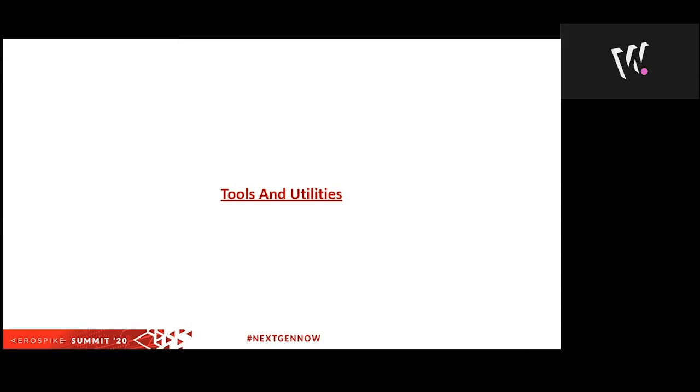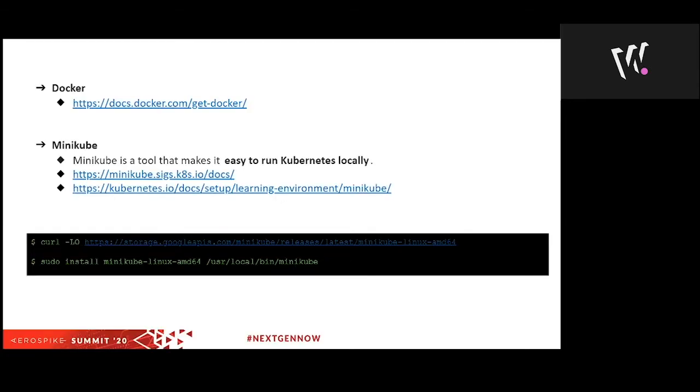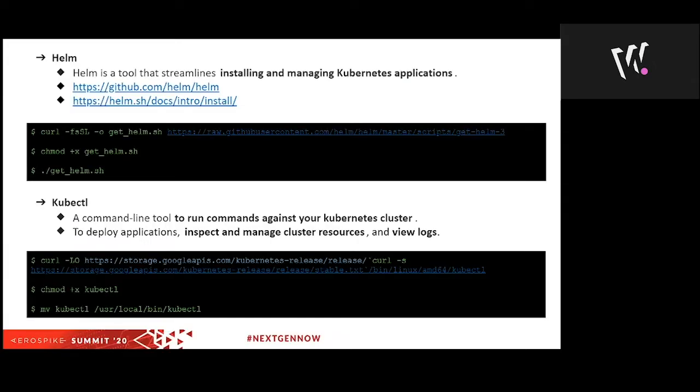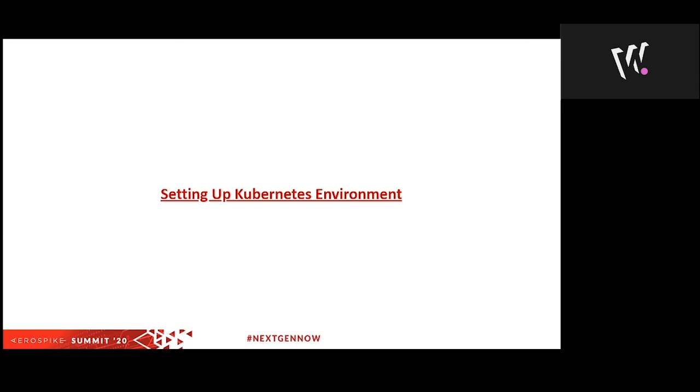Let me quickly mention the tools and utilities that I prefer to use to set up this development environment. First, I require a container runtime for my Kubernetes cluster, so I'll be using Docker for that, and Minikube, which helps to set up a local Kubernetes cluster, and the Helm command line tool to deploy the Aerospike Helm charts or any other Helm charts, and kubectl, which is used to run commands against your Kubernetes cluster.